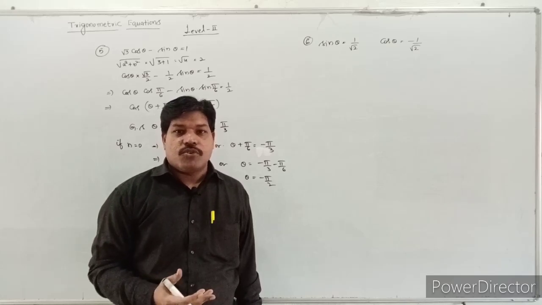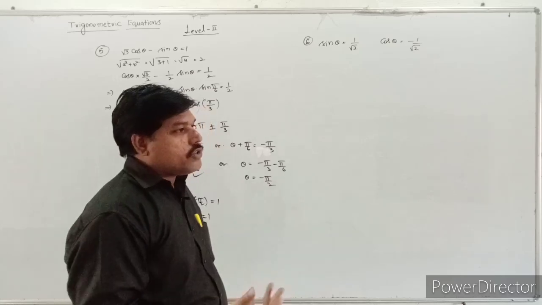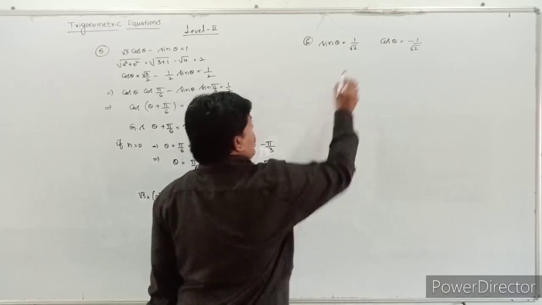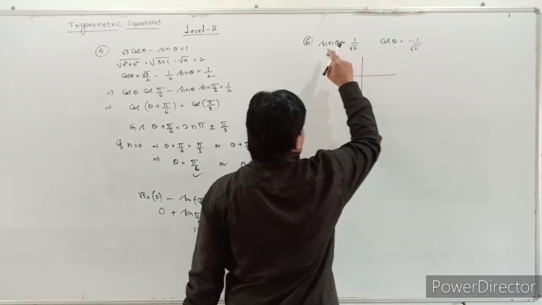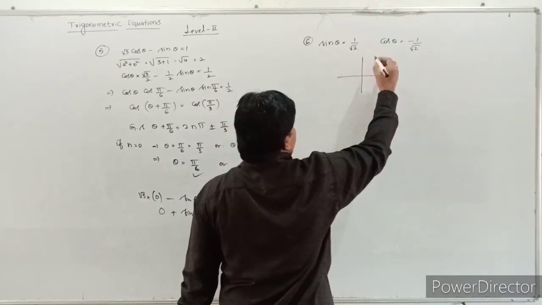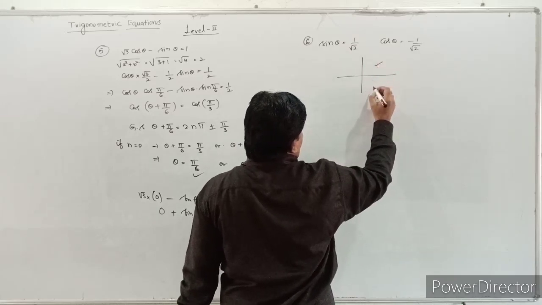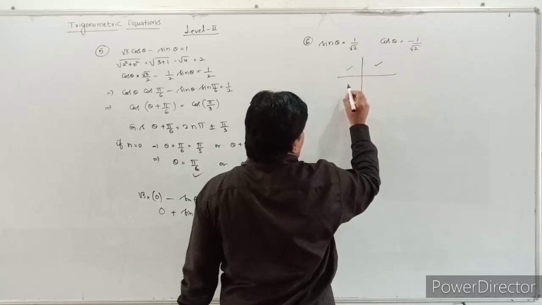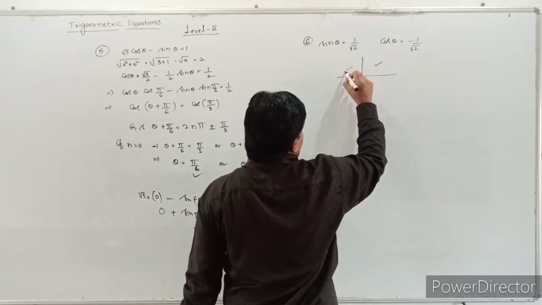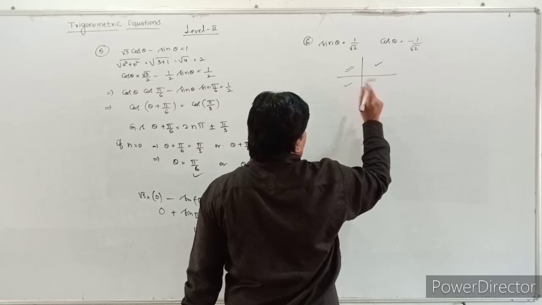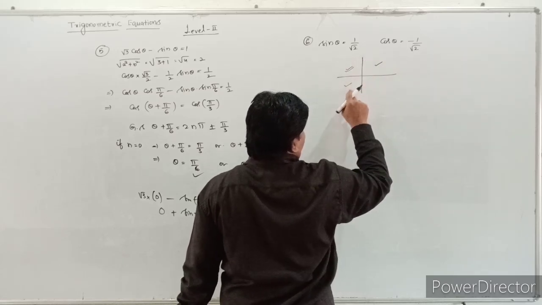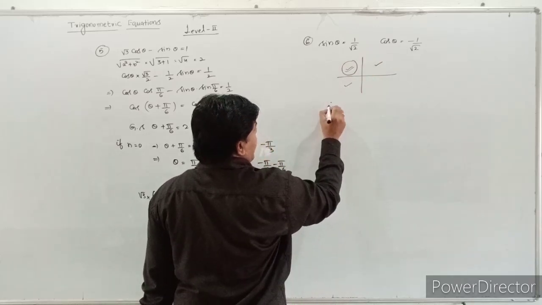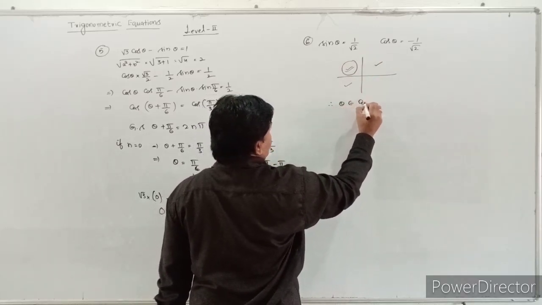How to calculate the common solution of these two equations is, first we have to identify where the angle is. So here first we have to understand that sine is positive in the first quadrant and second quadrant. Cos is negative in the second and third. So what is the common? That is the second quadrant. So first we have to identify theta belongs to Q2.